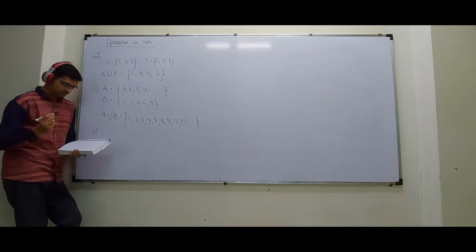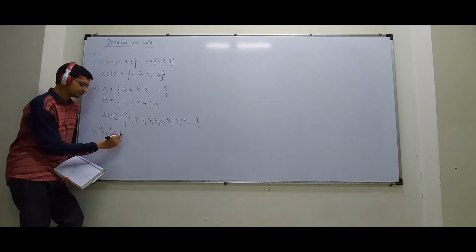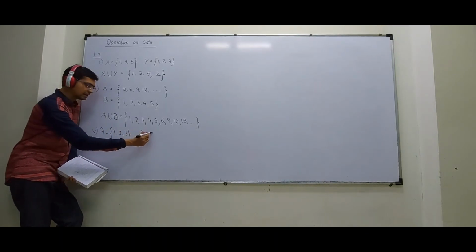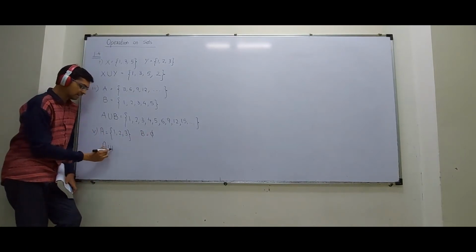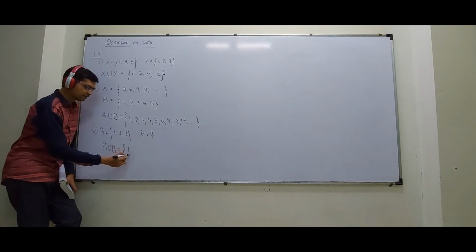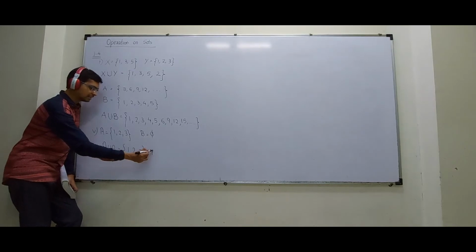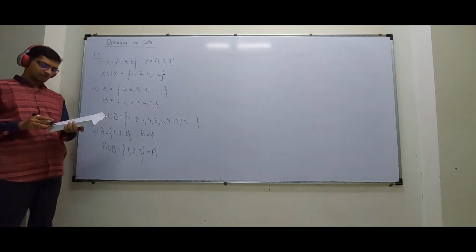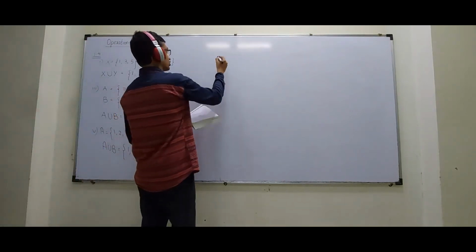Okay, now the fifth one I'll take. The fourth one you will do again. A is 1, 2, 3 and B is the null set. So what will A union B be? B is the null set, the empty set. A union B will definitely be A itself. So A union B, I'll get the answer as A. Okay, understood?